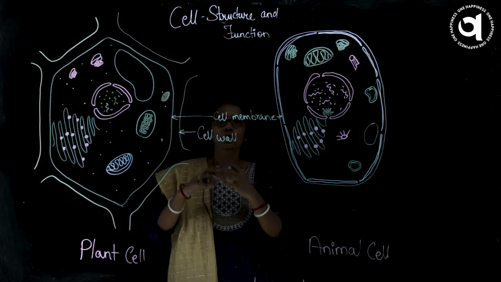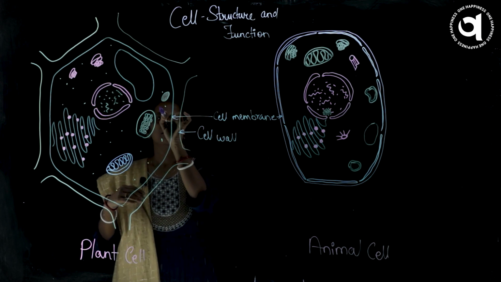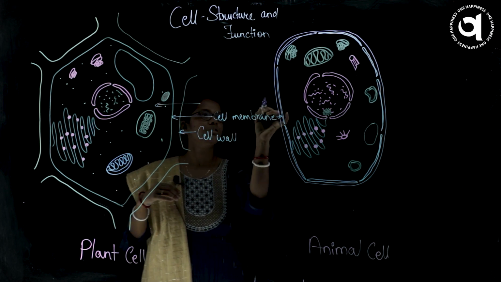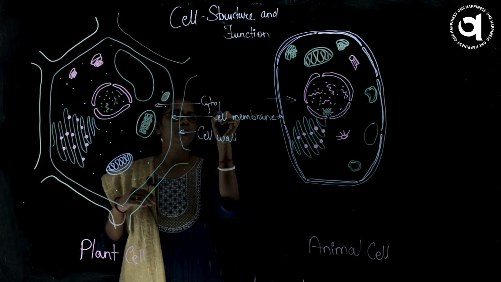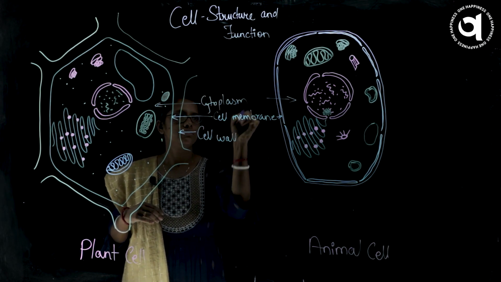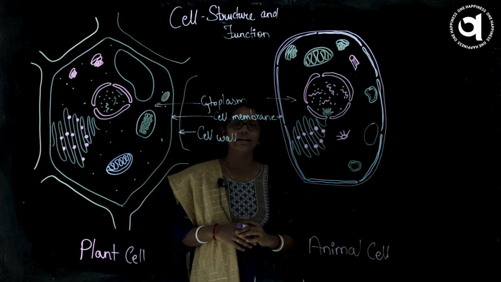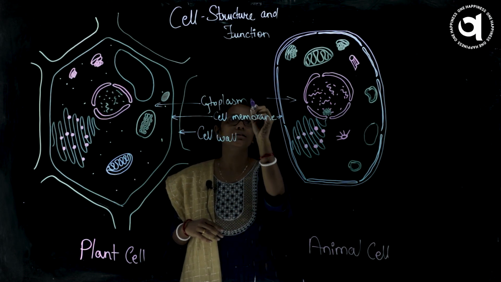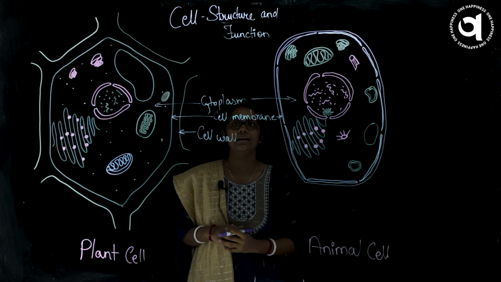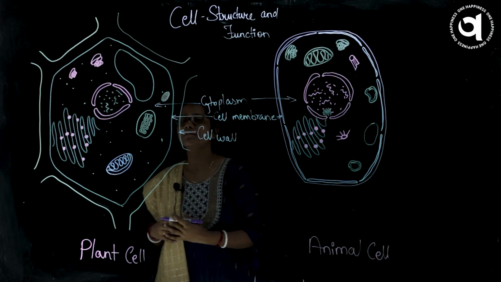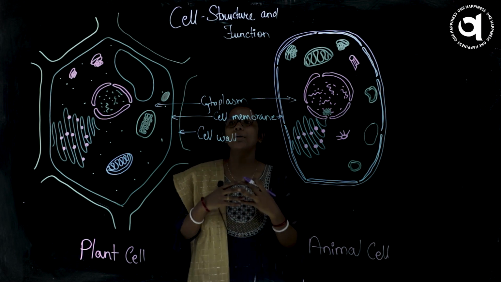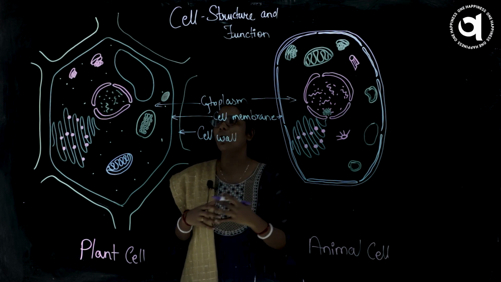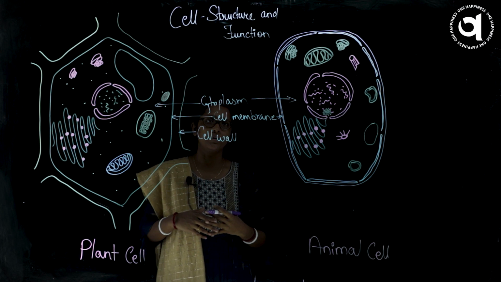Now if we go inside, here the fluid-like structure present in both the cells is known as the cytoplasm. Now the word cyto is related to the cell and plasm is the fluid which is present inside the cell. Now the cytoplasm provides a proper place or proper atmosphere to all the cell organelles to function properly.